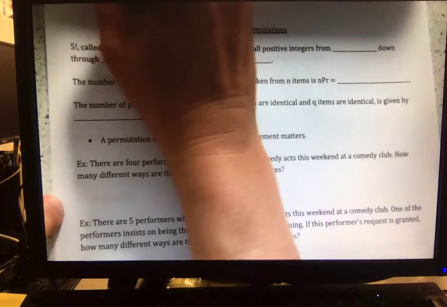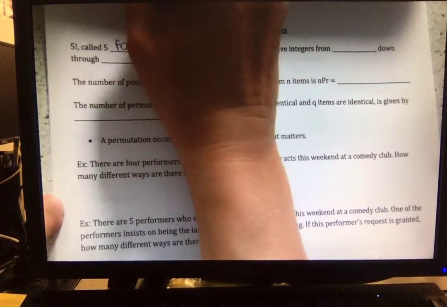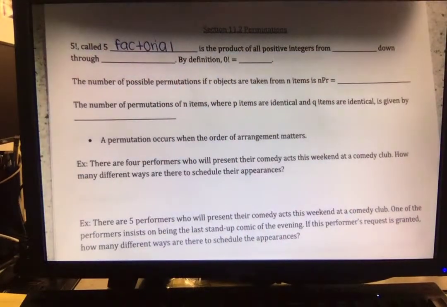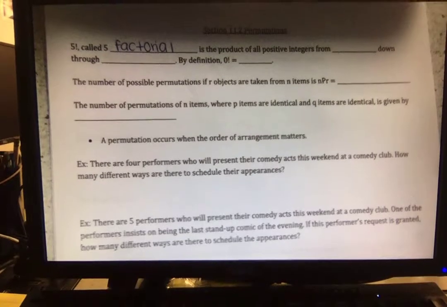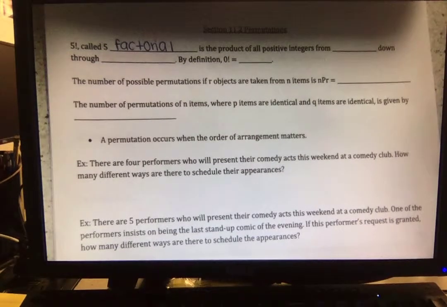5 factorial. It's an excited 5. I thought it was a mess up. No, not a typo. So 5 factorial is the product.